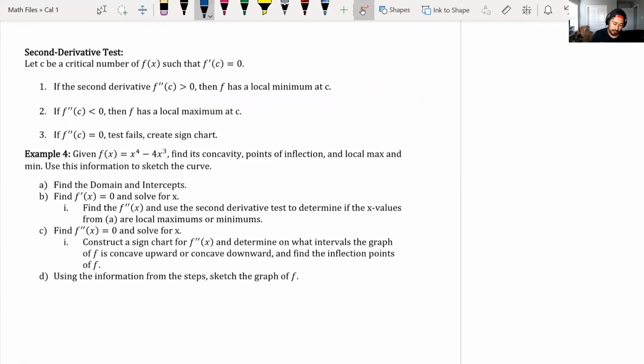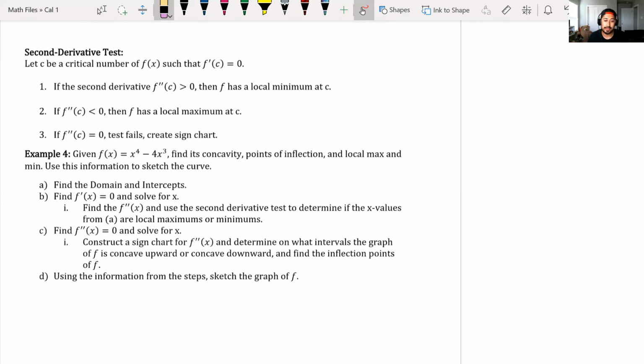And then here comes number 3. If your second derivative at the critical number is 0, then it fails and you need to create a sign chart for the first derivative. This is why I say don't use it at all, because we're getting into the second derivatives now. So no matter what, you have to take the second derivative. So it could make your life easy, but it fails. If it fails, then you're back to everything the long way.